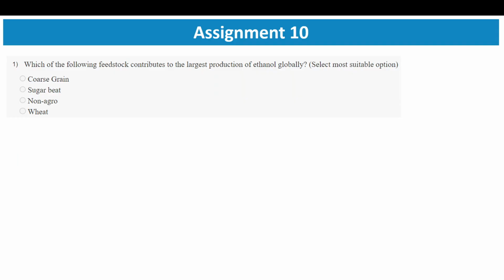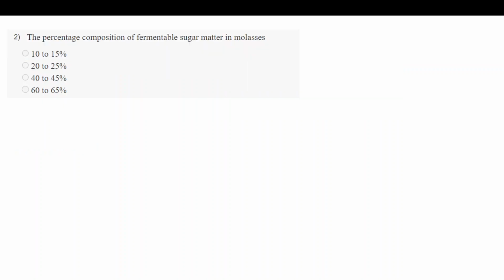So the topmost contributor to this is coarse grain. Okay, so grains are used for the generation of ethanol. Next is the percentage composition of fermentable sugar in molasses. Molasses is a byproduct from the sugar industry, which contains the sugar which is not extracted during the process. So that molasses still contains 40 to 45% of sugar content, which is later converted through the fermentation process into ethanol.